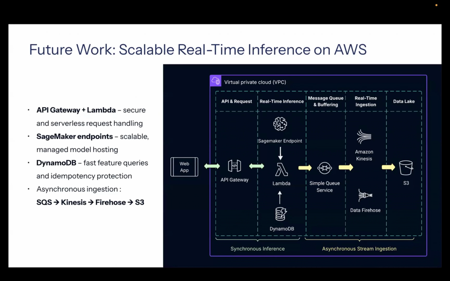We use the API Gateway and a Lambda function to handle the requests from the internet. The Lambda function will use DynamoDB to query the user features, and then use the trained model deployed in the SageMaker endpoint to do the inference and recommend the products. Also, the Lambda function will send the data logs to the S3 bucket through the real-time pipeline, which is designed with Kinesis and Firehose. We use SQS to serve as the buffering and message queue.